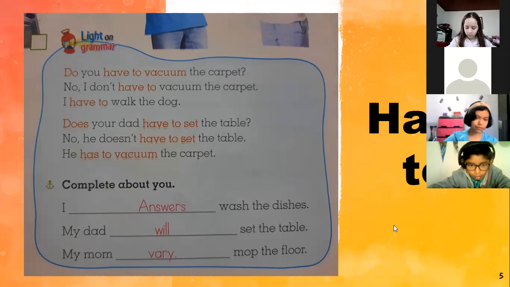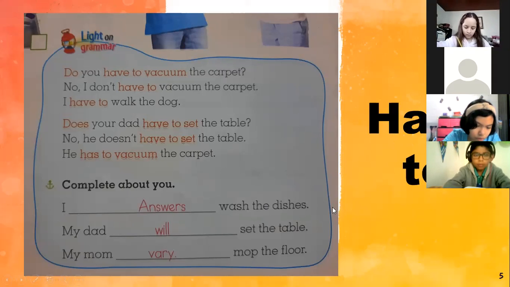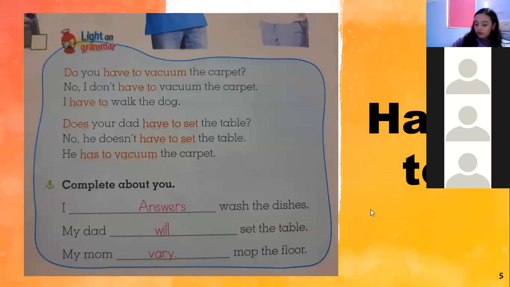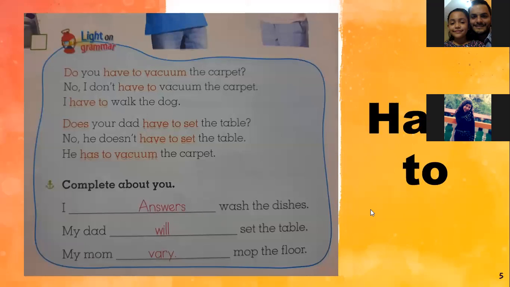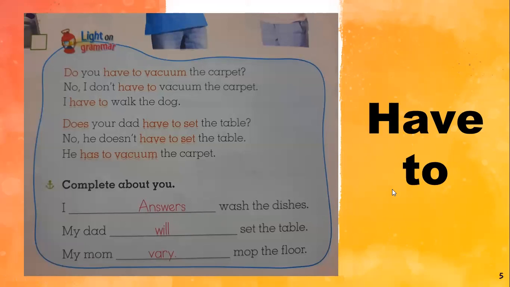Okay, let's see. Carlos Cornejo, give me your opinion. Okay, the first sentence, what is your answer? I have to wash the dishes. Okay, you have to wash the dishes. Good job. Let's see. Next one. Okay, let's see. Gerardo, the first sentence. Okay, I have to wash the dishes or I don't have to wash the dishes. I don't have to wash the dishes. Okay, you don't have to wash the dishes. Good job. Let's see. Fabiola, please.